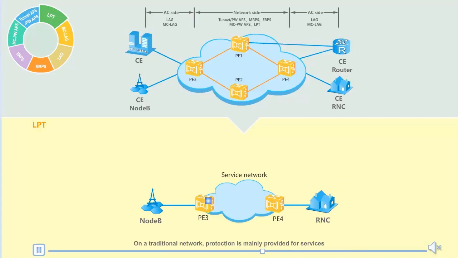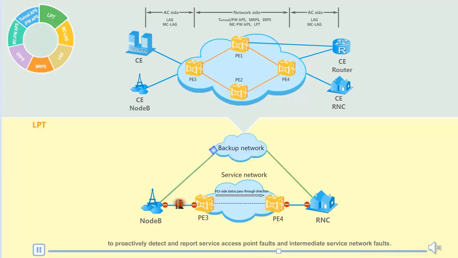LPT, namely Link State Pass Through. On a traditional network, protection is mainly provided for services when faults are found on a service access point or on an intermediate service network. However, user services cannot be protected if faults are found on both the service access point and intermediate service network. The LPT function can be enabled to proactively detect and report service access point faults and intermediate service network faults. If a fault occurs, the user access devices at both ends of a service network are notified to use the backup network for communication, ensuring normal transmission of important data.